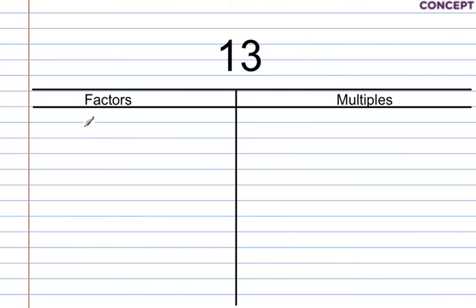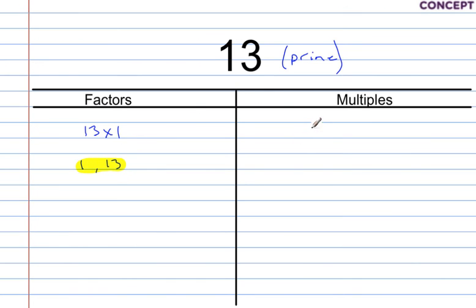Okay, so the factors for 13 are 13 times 1. And that is it. It's only 13 and 1. They are the only factors for 13. So that tells us that 13 is a prime number, because the only factors are the number 13 itself and 1.